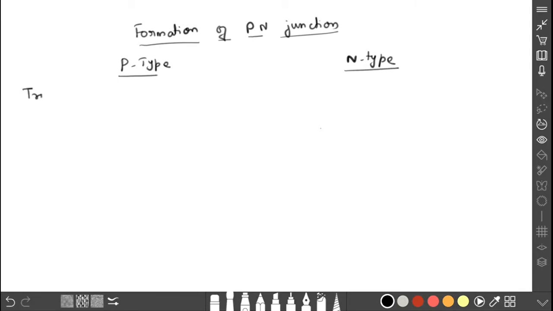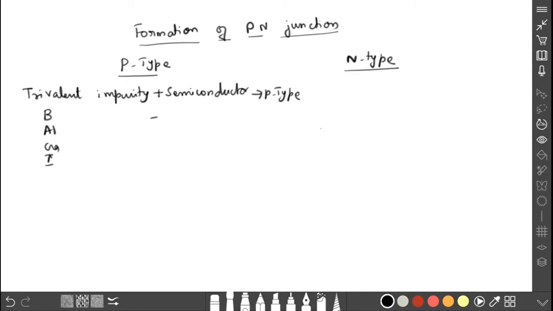When trivalent impurity is added with a semiconductor, it results in a P-type semiconductor, right? What are the examples of trivalent impurities? Boron, aluminum, gallium, indium. Okay, and the semiconductor means germanium or silicon. So it will produce the P-type semiconductor, first thing.